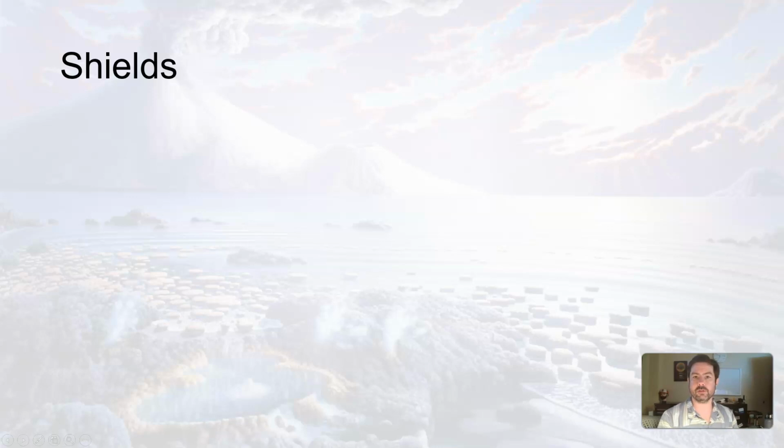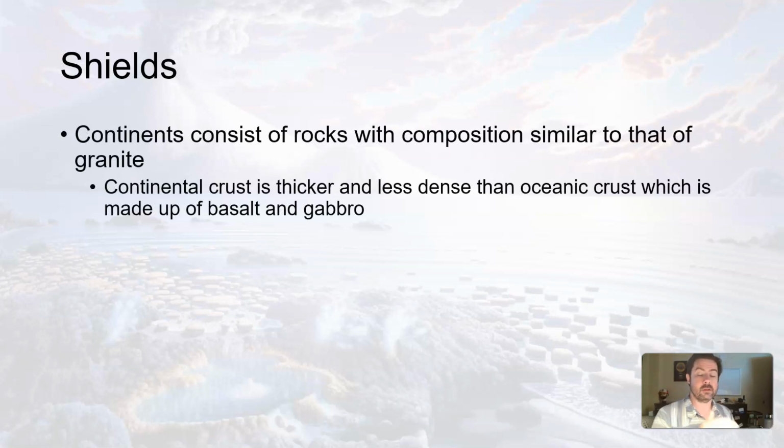All right, so let's first talk about shields. Okay, I'm not talking about Captain America. I'm talking about geologic shields. So continents consist of rocks with composition similar to that of granite. Typically, continental crust is granitic in nature. Continental crust is thicker but less dense than oceanic crust, which is thinner and more dense, and that's usually made up of basalt and gabbro.